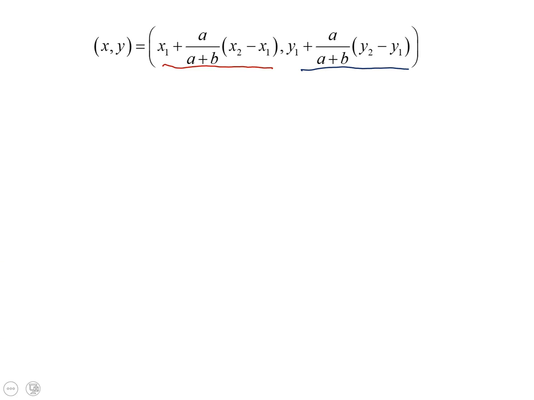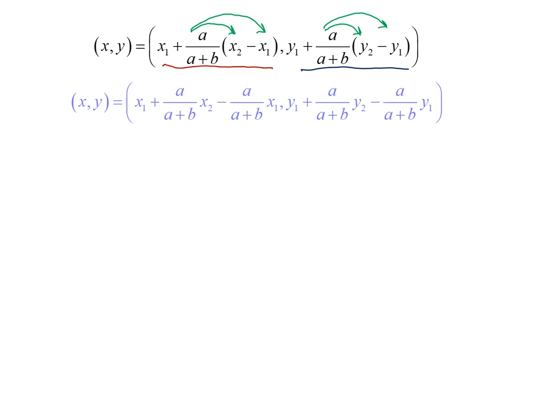As you're going to see here, the first thing I'm going to do is distribute this a over a plus b, and I do it for both of them. So when I go to the next stage, I can see that I distributed the a over a plus b to the x2 minus x1, and I did the same thing with the y2 and the y1. I see in each portion now that I have several additions and subtractions occurring here, as well as several additions and subtractions occurring right here.